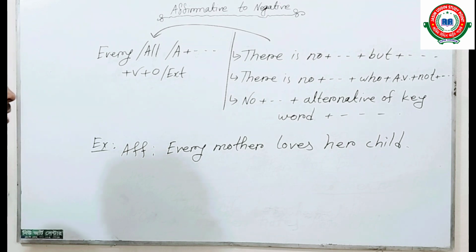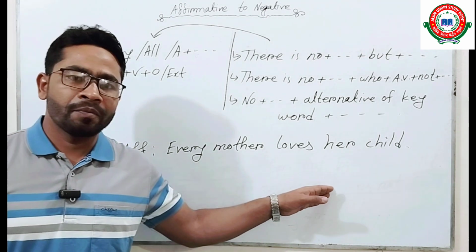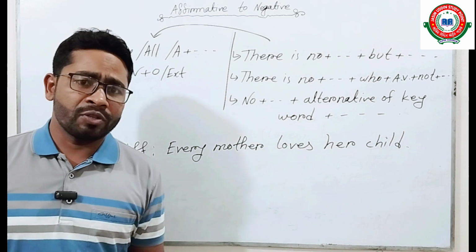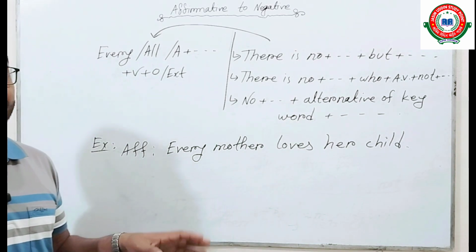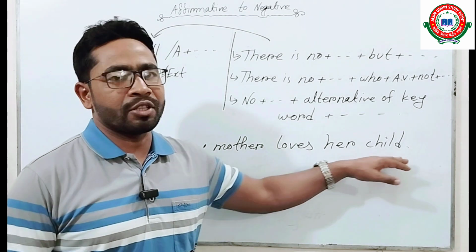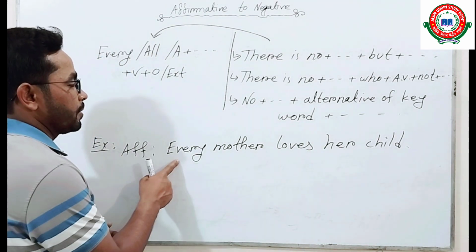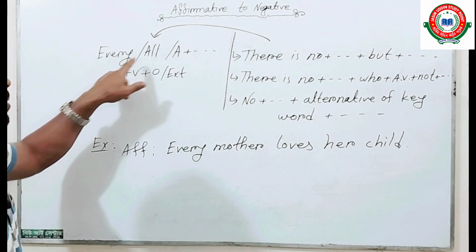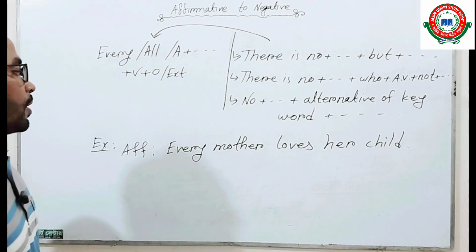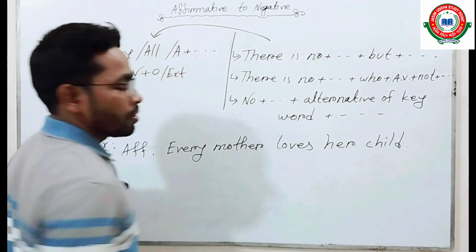This is an affirmative sentence, right? And you want to transfer the sentence to negative. What is your first step? You have to identify the symptom. In this sentence, "Every mother loves her child," there is a symptom, that is "every". When the sentence begins with every, all, or a, next comes any noun or pronoun, and next, verb plus object or extension.